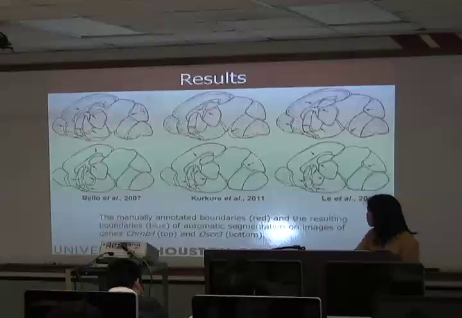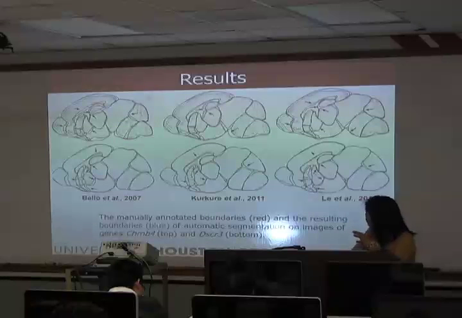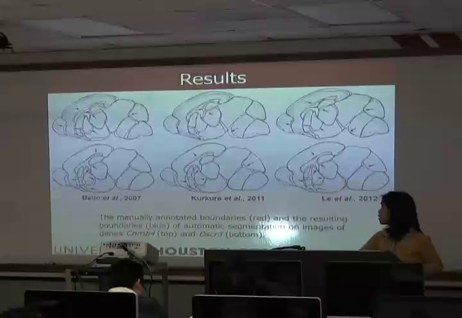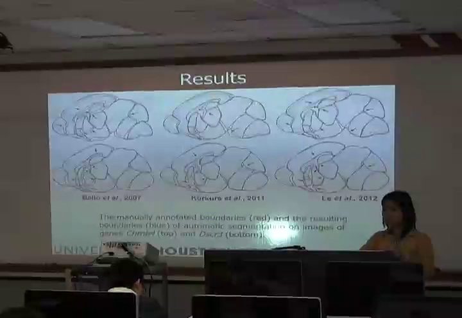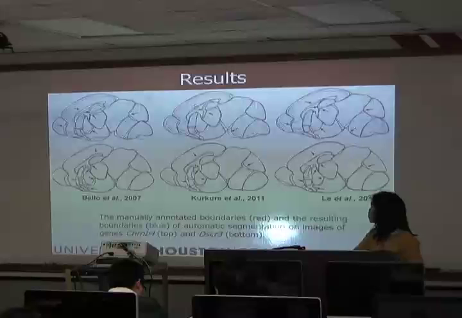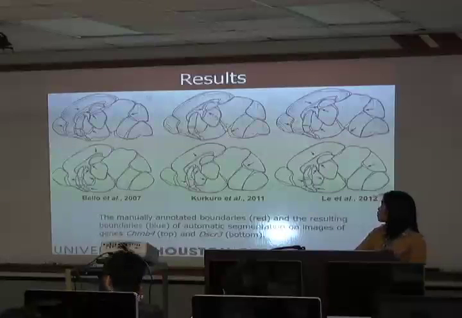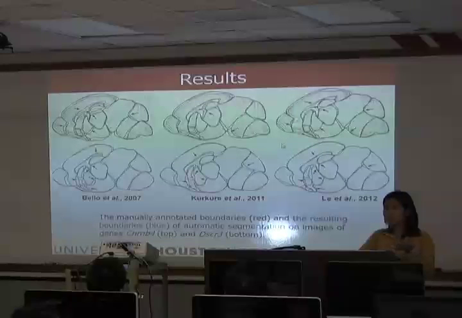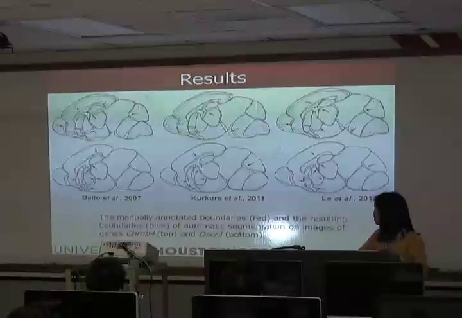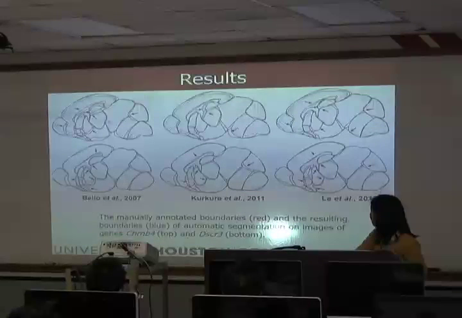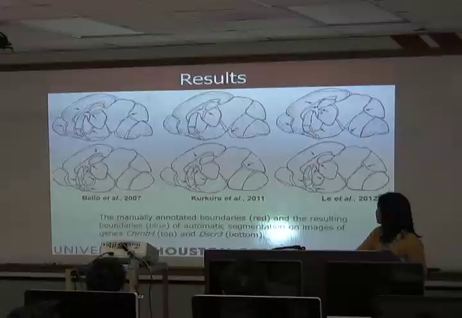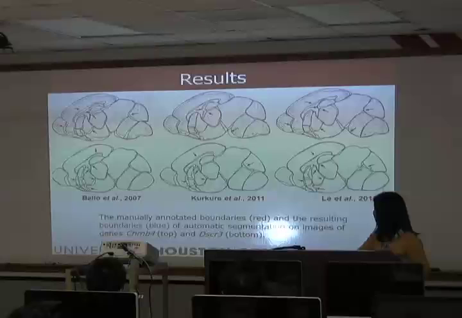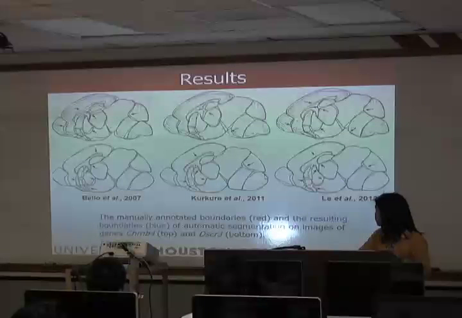And here, the blue are the results of boundaries, and the red are the annotated boundaries. So the arrows here indicate the boundaries where our methods have noticeable improvement. Like when we incorporate the appearance, it fits better. Also, in other regions like that.